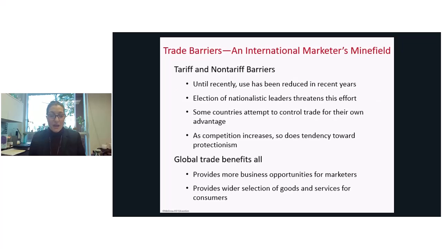When we have to deal with tariffs and non-tariff barriers, it gets kind of complicated. And the textbook talks about how until recently, the amount that tariffs and non-tariff barriers have been used has been reduced. But that's not the case. In the past 3 years, they have been increased under the Trump administration.